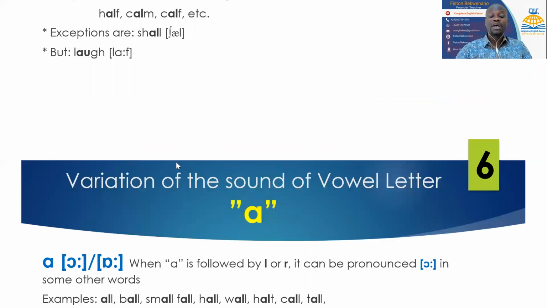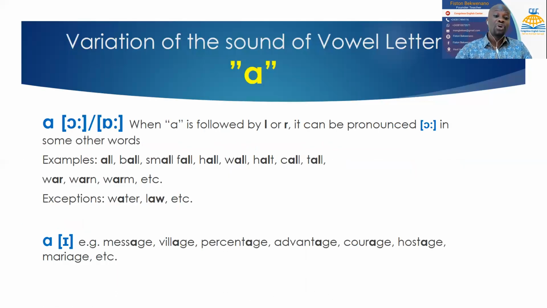The following one is about a being pronounced o. If you see the phonetic here, it is pronounced like that. This way it is written. So we say when a is followed by l or r, it can be pronounced like o in some other words. Previously you saw that I said that a followed by l or r can be pronounced ah, but here now it's pronounced o. So that is another case.